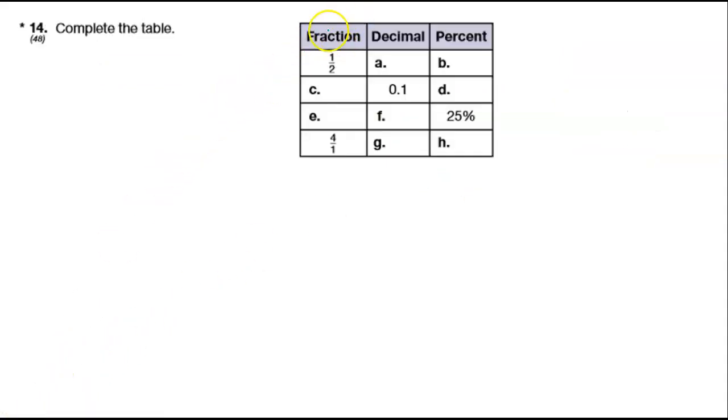Oh boy, fraction, decimal, percent. Let me put my rules on here first. Fraction to decimal, I divide. Decimal to percent, times 100. Percent to decimal, divided by 100. Decimal to fraction, place value.